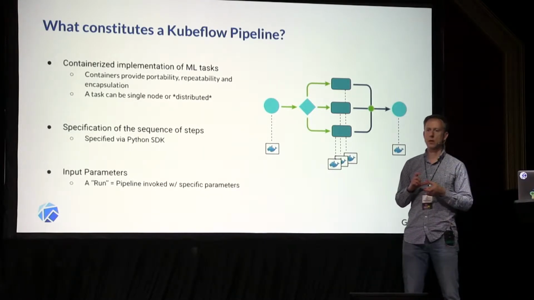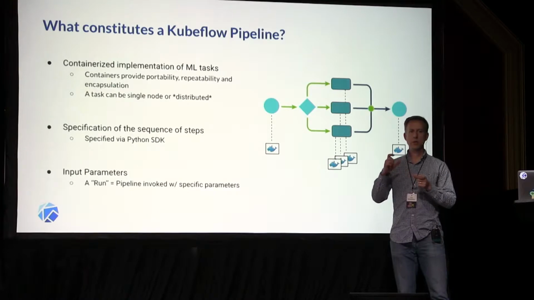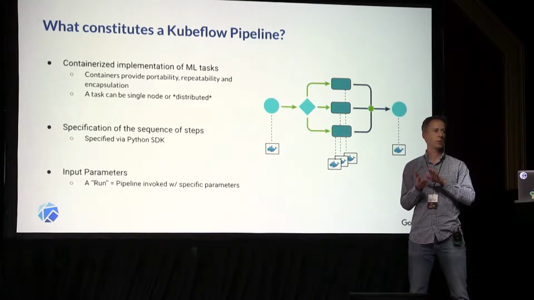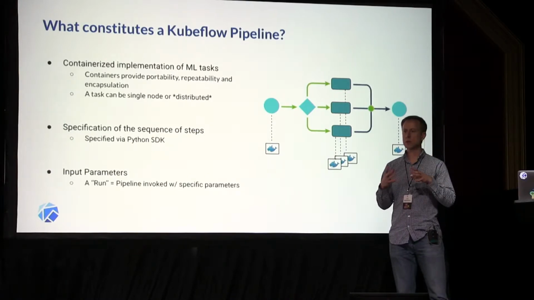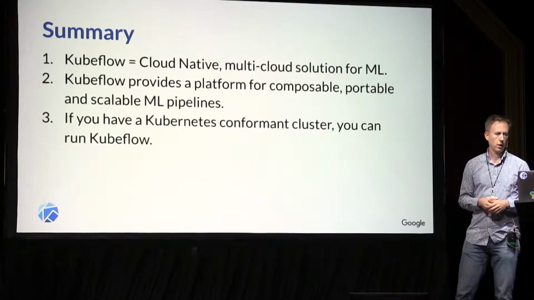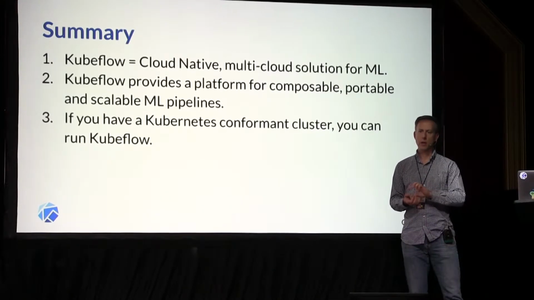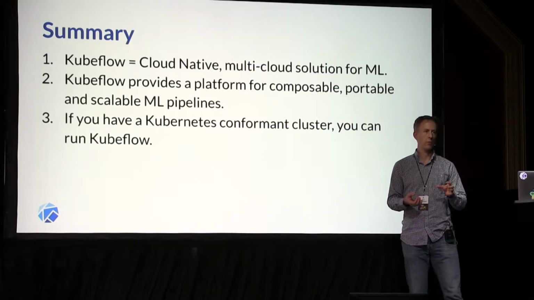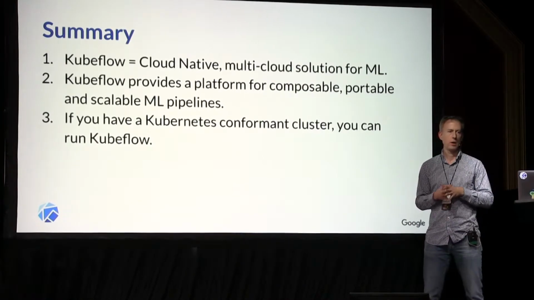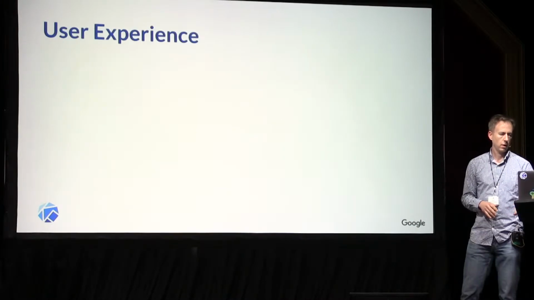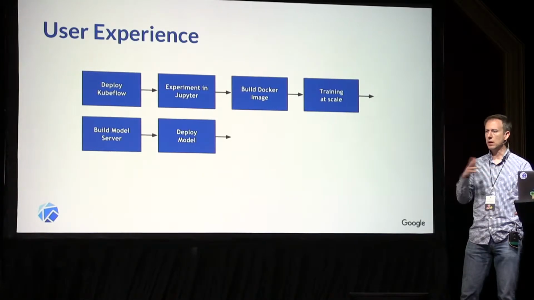What's neat about it is it can be parameterized, meaning that you can pass in different parameters like how many epochs do I want it to run, what's my training set. So you can choose what level of flexibility you want so that you don't have to get into the code to change different ways that you run your experiments. So in summary, Kubeflow is a cloud-native, multi-cloud solution for ML. The pipeline component sits on top of that and wires together your different Kubeflow components. And if you have a Kubernetes cluster, you can just install Kubeflow on top of it. So let's talk about the user experience, end-to-end, what this looks like.